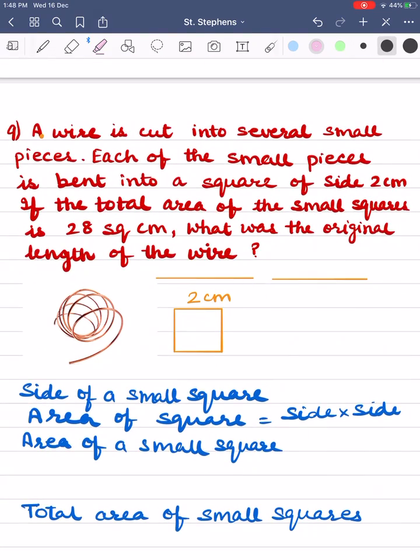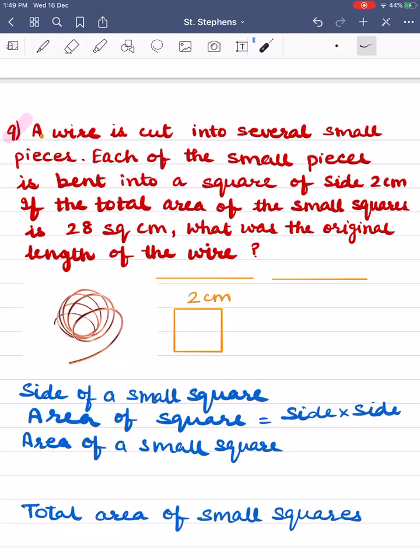Now let's move to question 9. A wire is cut into several small pieces. Each of the small pieces is bent into a square of side 2 centimeter. If the total area of the small squares is 28 square centimeter, what was the original length of the wire?